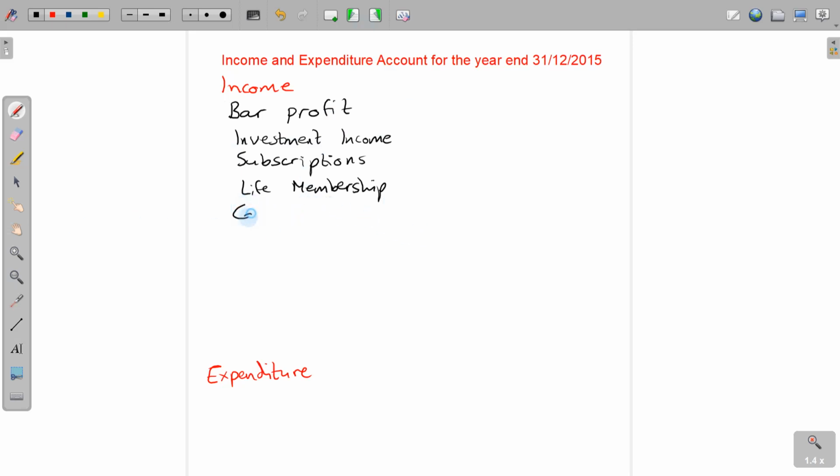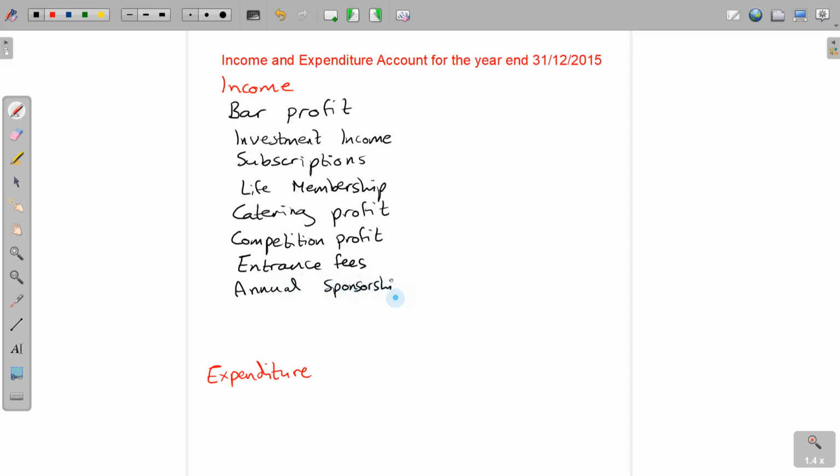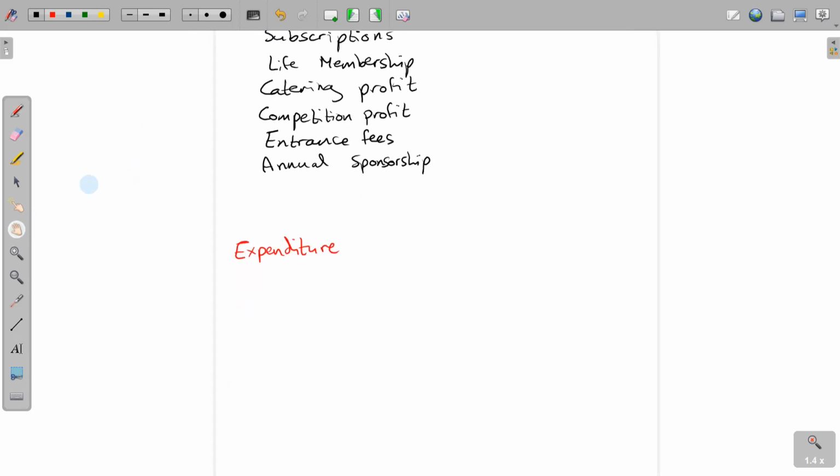We have catering profit. We have competition profit. So these are all just adding the income and taking away the expense for some of these ones. We have entrance fees, and we have sponsorship. So these are all the things that we either have adjustments for or stuff that we can just see in the box, receipts and payments. So there's not that many expenditure because we actually have dealt with a lot of them in the catering and the bar. So we have sundry, loan interest.